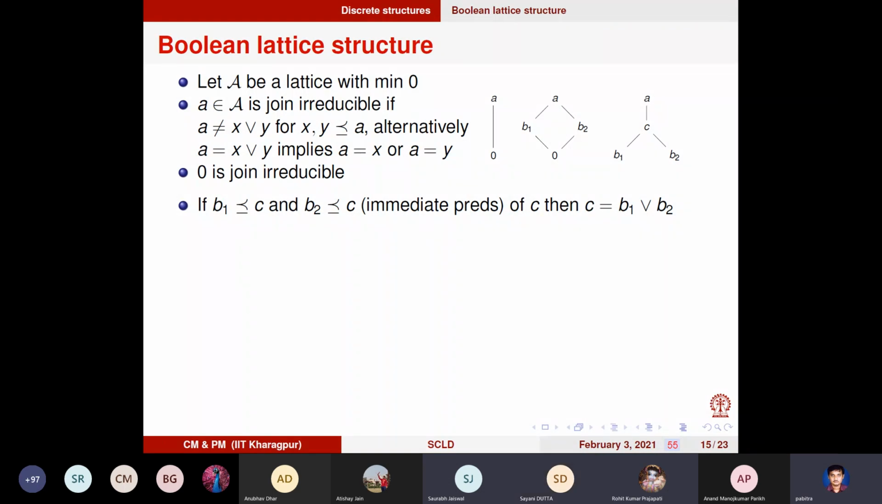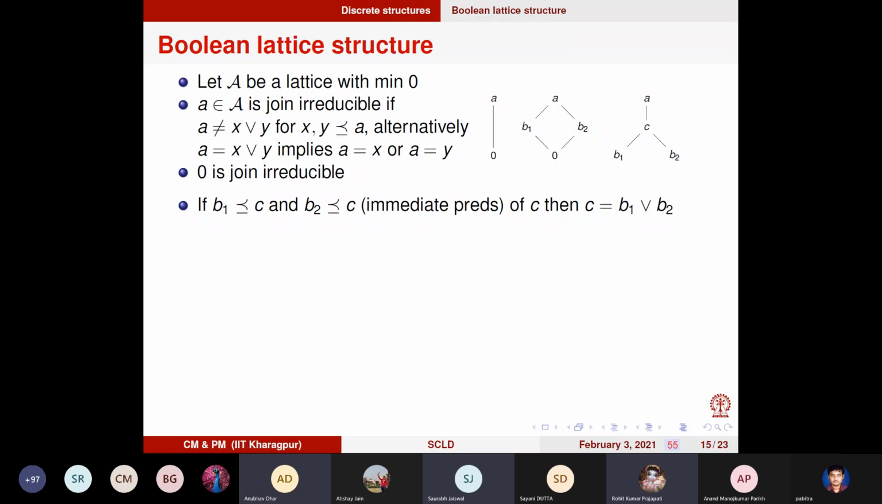Sir, in the first statement, not the alternate statement, A not equal to X join Y for X, Y less than or equal to A. If I take both X and Y equal to A, then this doesn't hold, right? There's no restriction. We can't take them equal. Yes, very good. We have to write that. So X is not equal to Y. X should not be equal to Y. Yeah, that should be included. We'll update the slides.